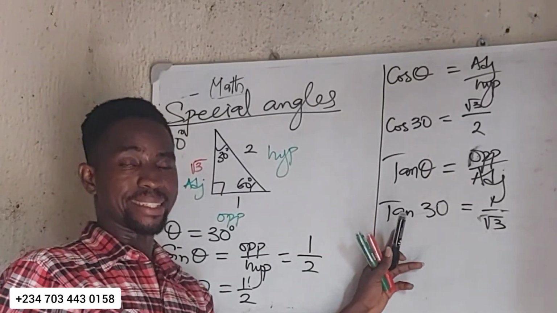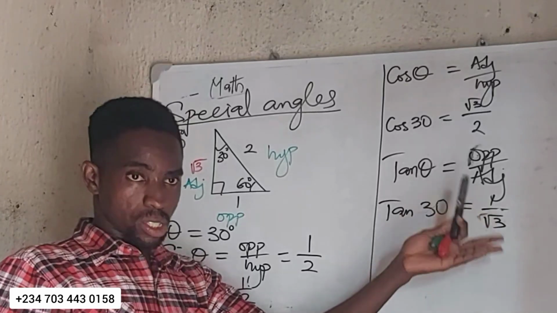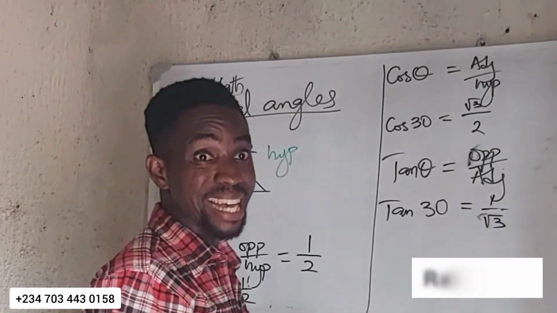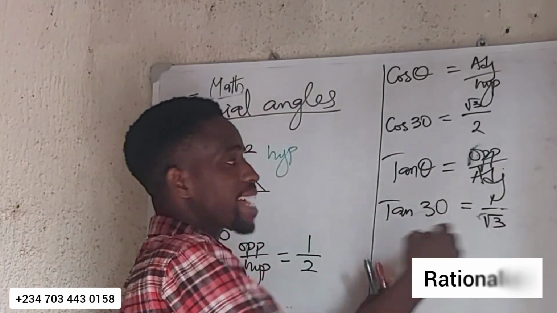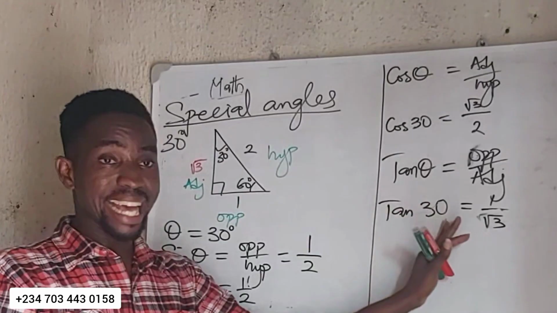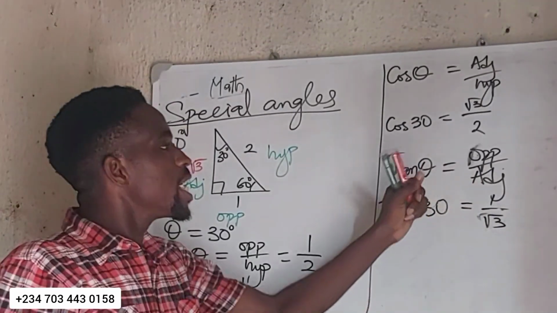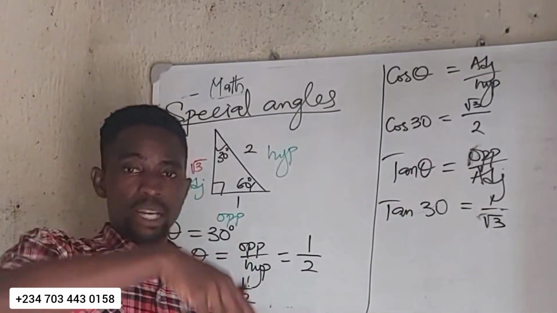That's tan 30. Now, because this is an irrational number, we will try to rationalize it. But this is the answer, this is the value for tan 30. Check your calculator to confirm the value also. But we can rationalize it and write it in a different way.